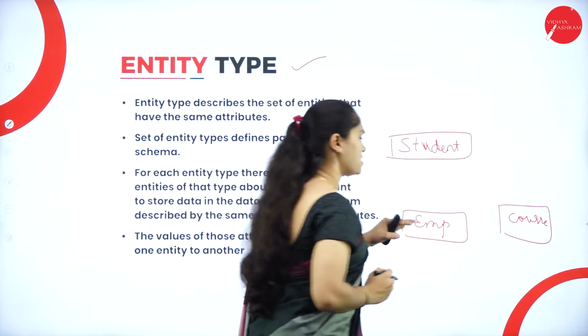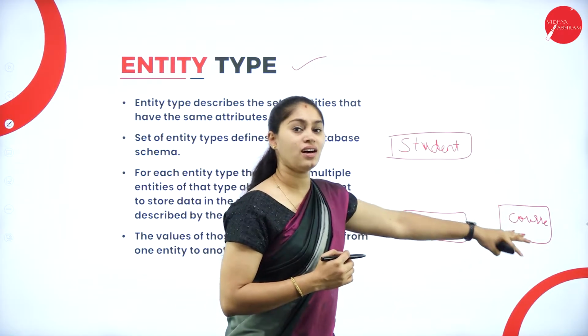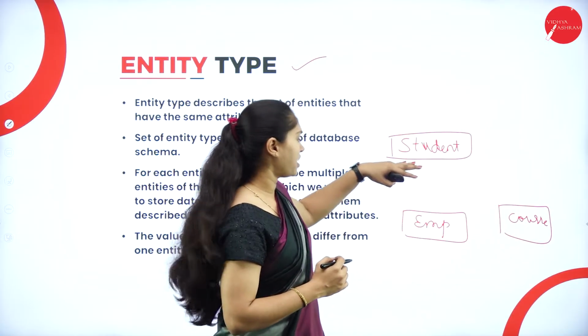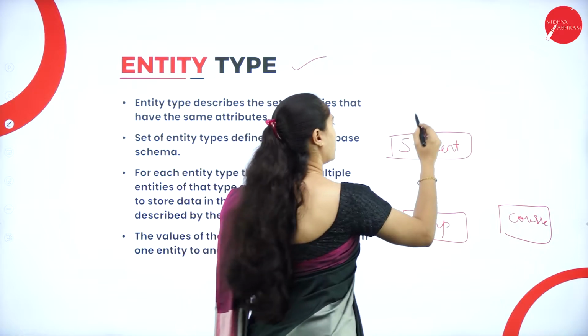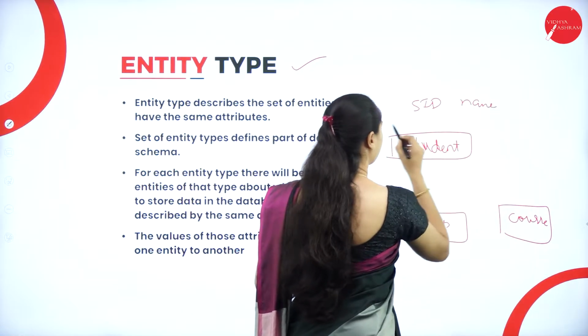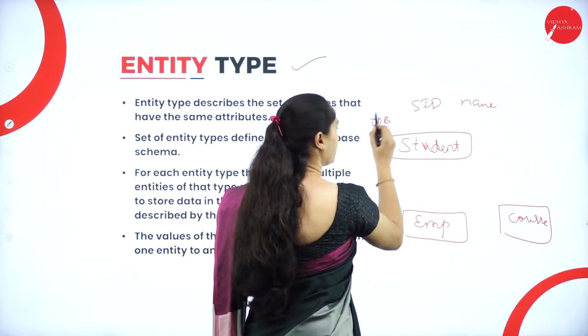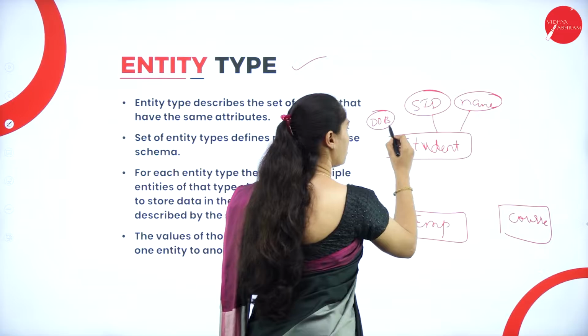Okay, so these are my entity. How can I get to know this is an entity? Because I am representing it within the rectangular box. So if I say student as an entity, what are the properties it might include? It will have student ID, student name, and their date of birth. All these are what? Attributes. So all these are the attributes.